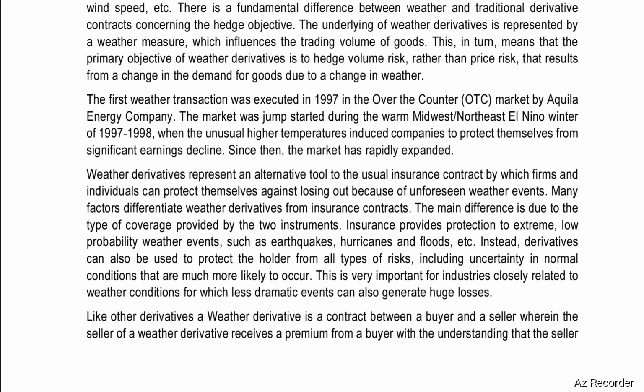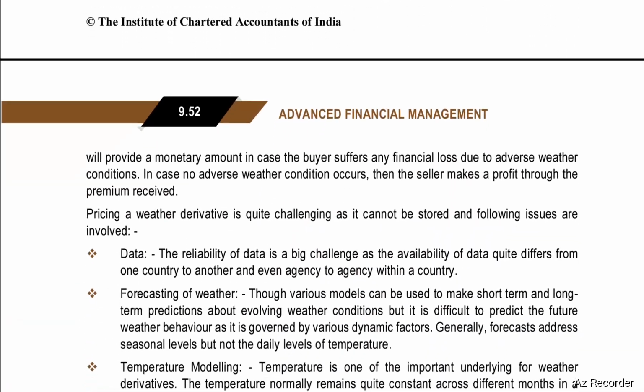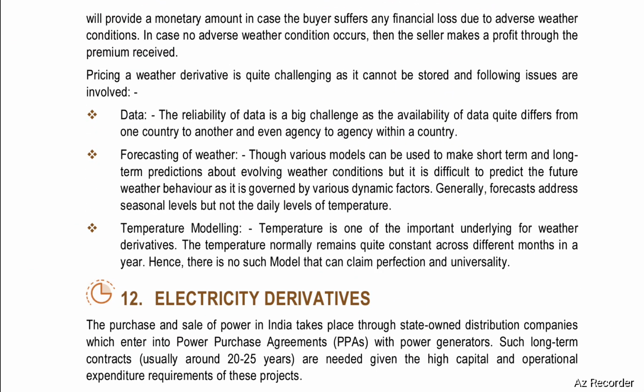Like other derivatives, a weather derivative is a contract between a buyer and a seller wherein the seller of a weather derivative receives a premium from a buyer with the understanding that the seller will provide a monetary amount in case the buyer suffers any financial loss due to adverse weather conditions. In case no adverse weather conditions occur, then the seller makes a profit through the premium received.